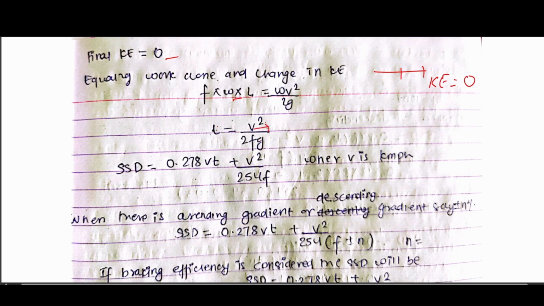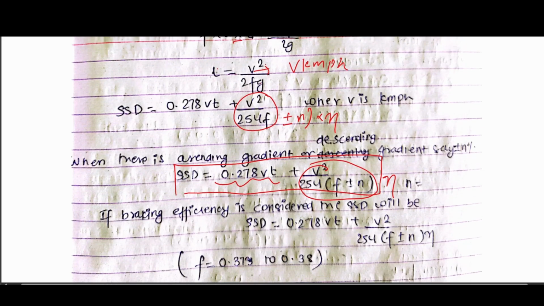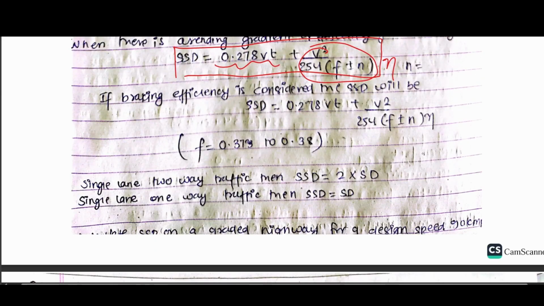If I change this v from meters per second into kilometers per hour, then my final output will be v square by 254 f. And if the gradient is also given and the efficiency of the brake is also given, then I assume it as f plus or minus n, the gradient, into efficiency. I will be doing it like this. This is generally considering the gradient and the efficiency of the brake. My last formula will be like this. The first one is the lag distance and the second one is the braking distance. Here the efficiency should also be there.